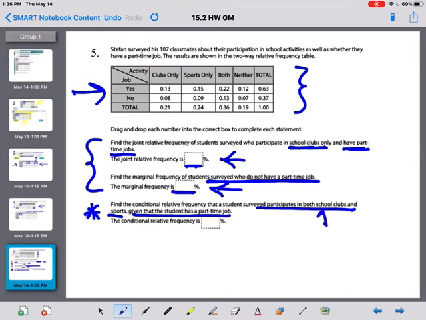All right, so the ones that participate in both, you want to divide that by the total number of students that have a part-time job. And that's going to give you a decimal. They want you to turn that into a percent. So that's really the only tricky one. These two answers here, you're going to get directly from the chart. You just have to turn it into a percent. The only one you're going to have to do a little bit of work for is this last one with the conditional relative frequency.